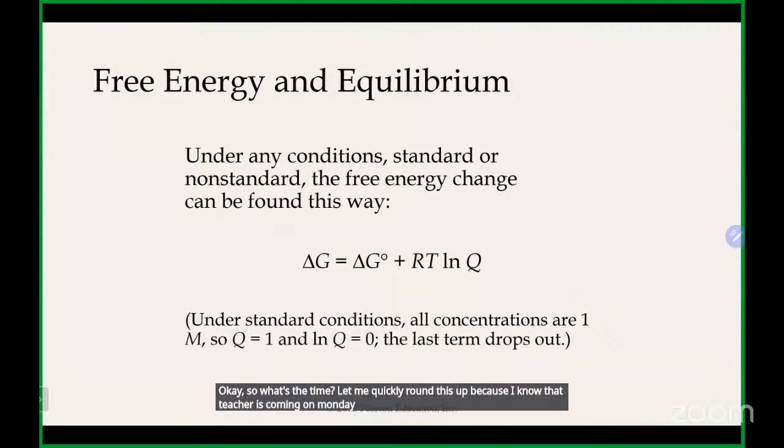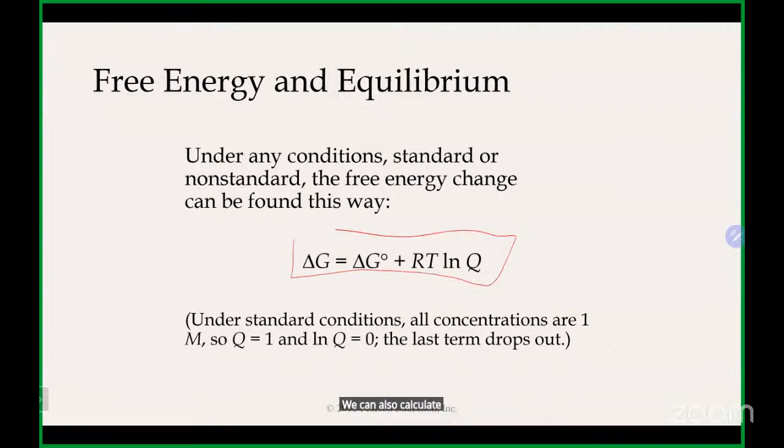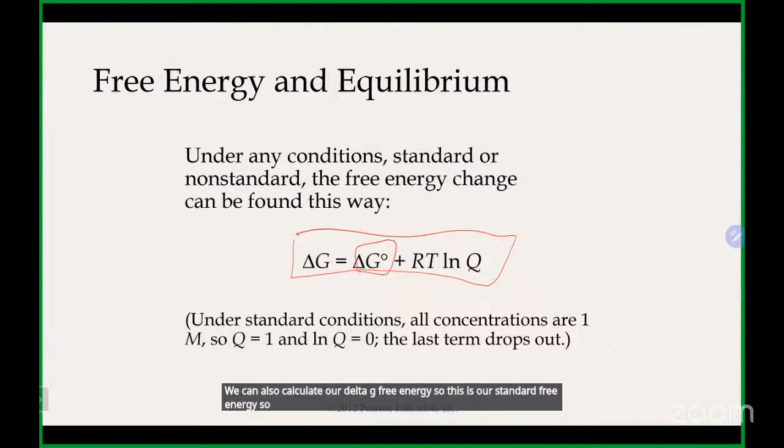At constant temperature and pressure, under standard conditions, we can also calculate our delta G, free energy. So this is our standard free energy, considering it at another point in time, plus RT ln Q.